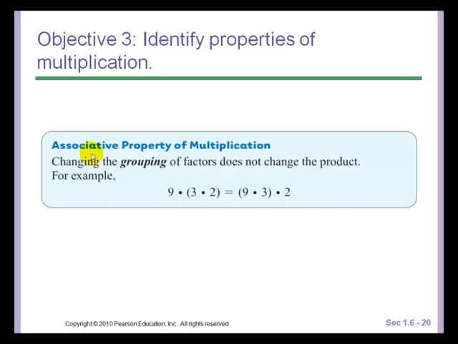And lastly, the associative property of multiplication. This says that changing the grouping of factors does not change the product. So it does not matter which two you multiply together first. I should note that this is only true when it's all multiplication, or as we saw earlier, when it's all addition. When you mix multiplication and addition, or multiplication and division, then this does not apply. This only works because it's all multiplication.